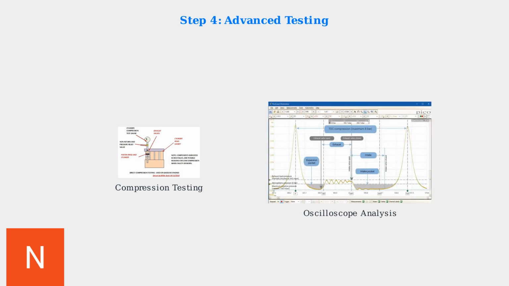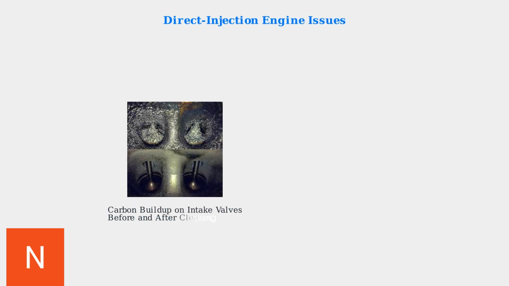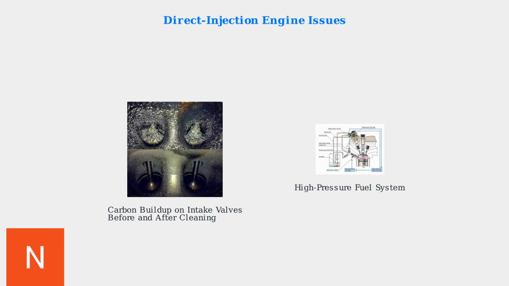Step 4 involves advanced testing when basic checks don't reveal the problem. Compression testing checks engine mechanical condition, while scope analysis provides detailed waveform data. For direct injection engines found in Chevrolet Equinox, Malibu, and Traverse models, carbon buildup on intake valves is a common cause of misfires. This requires specialized cleaning services.